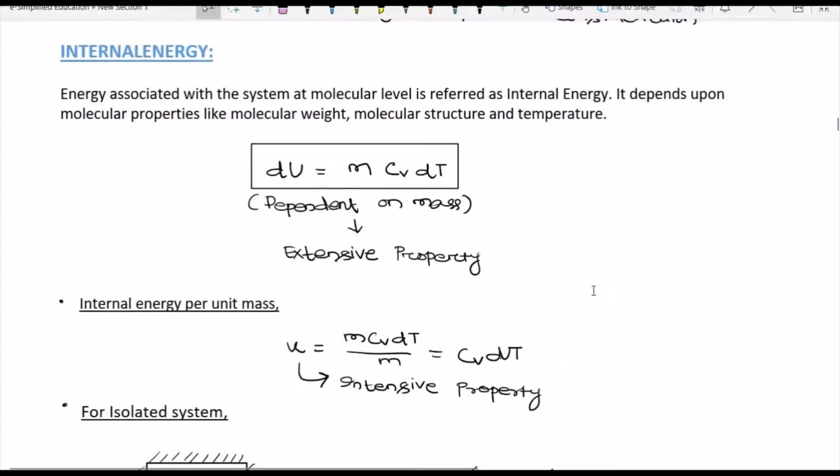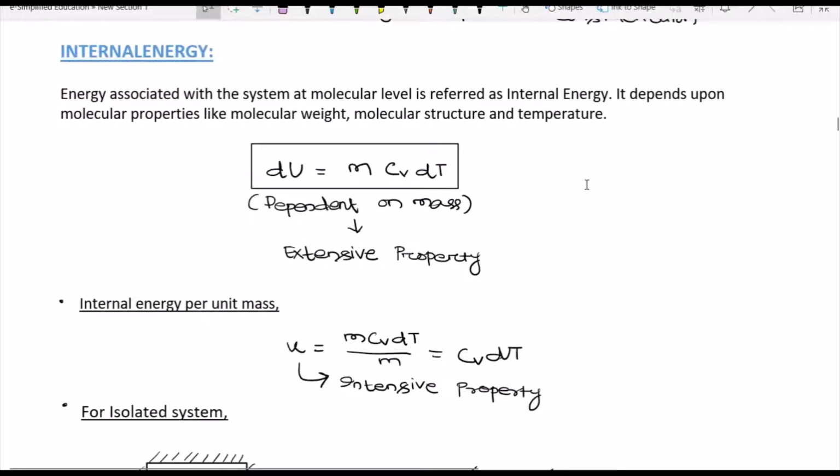Next, what is internal energy? Internal energy, the energy associated with the system at molecular level, is referred to as internal energy. That means whatever energy is contained by the molecule at the molecular level is named internal energy. It depends upon molecular properties like molecular weight, molecular structure, and temperature.